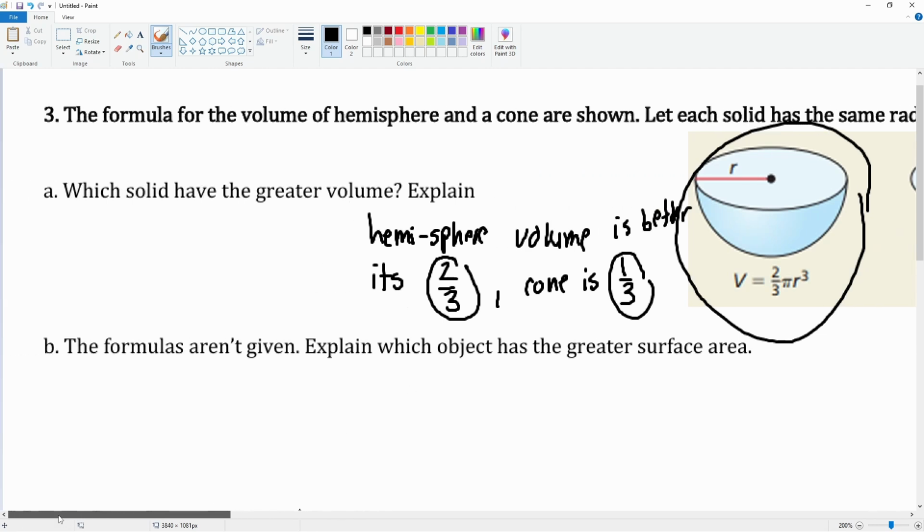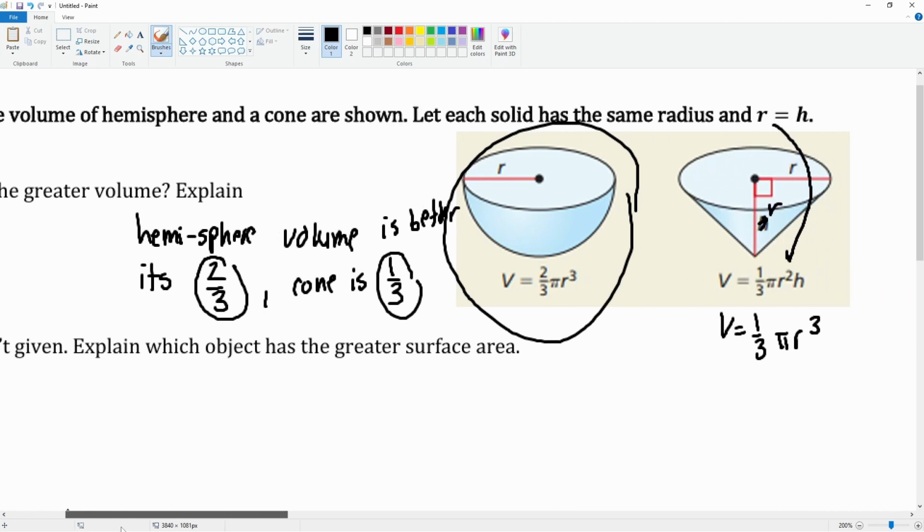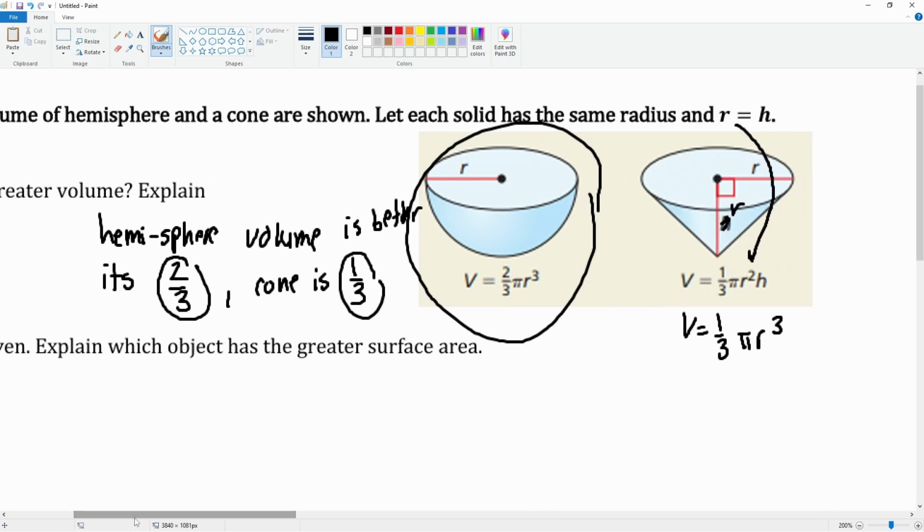Next, we want to see which one has the greater surface area. You want to compare them. Both of these surface areas, first of all, have the same top. The top is basically a pi R squared and a pi R squared here. So let's ignore those, okay?